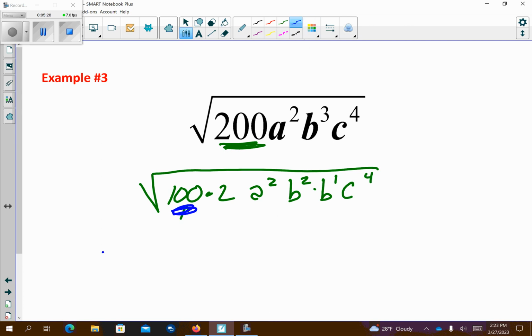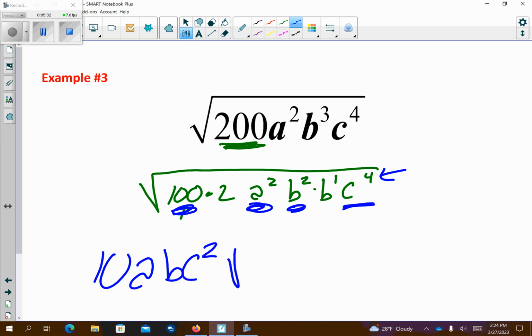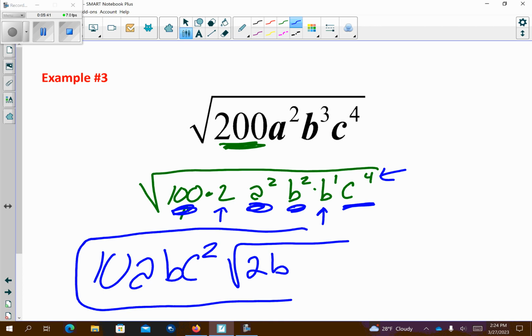So the square root of 100 is 10. The square root of A squared is A. The square root of B squared is B. The square root of C to the fourth, take half the exponent, so it becomes C to the second. What do I have left behind? Well, I have a 2, and I have a B to the first, or just B. So 10abc squared square root 2b.